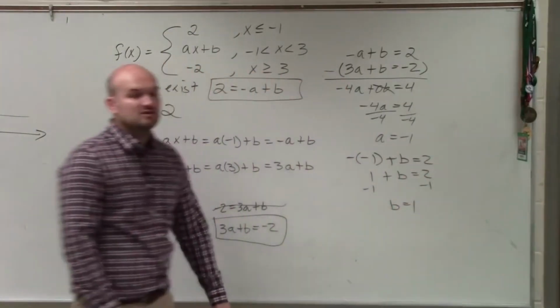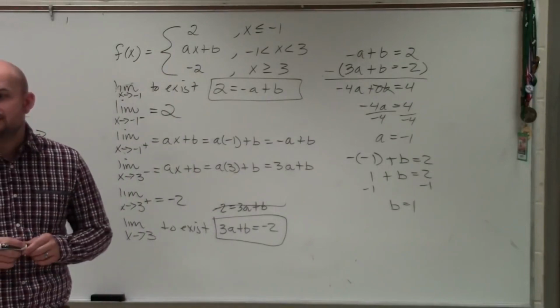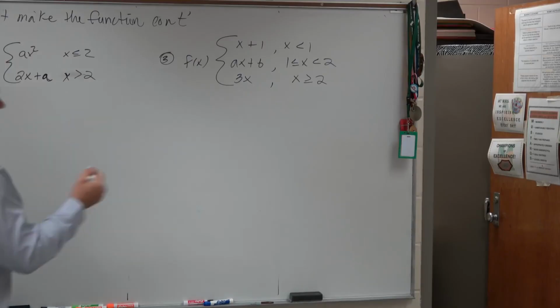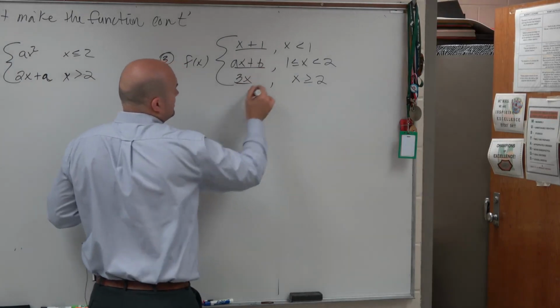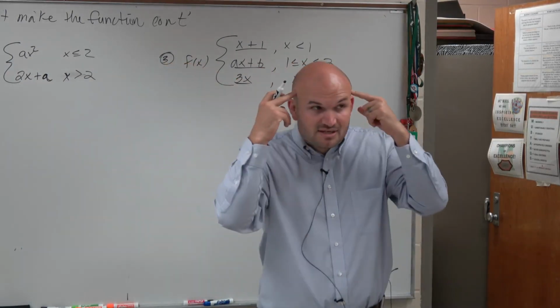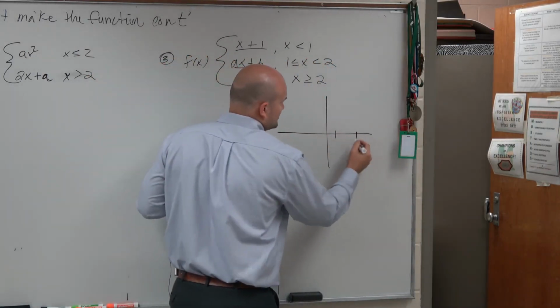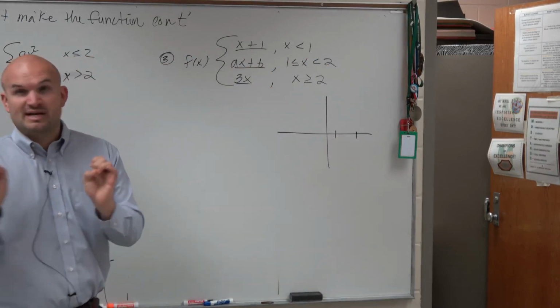So therefore, for the function to be continuous, a has to equal negative 1, and b has to equal positive 1. We have three equations, right? We don't know what this graph looks like. But for visual purposes, let's just pretend we know what this graph looks like. So at 1 and at 2, those are kind of like our breaking points.